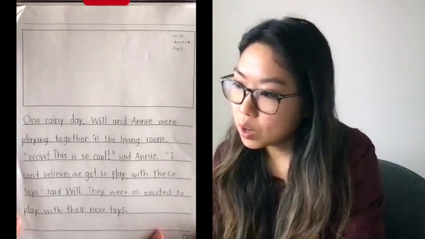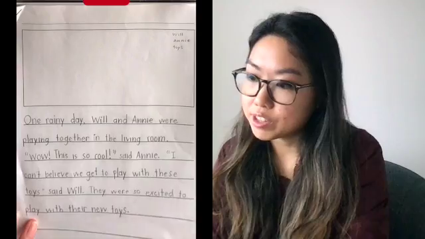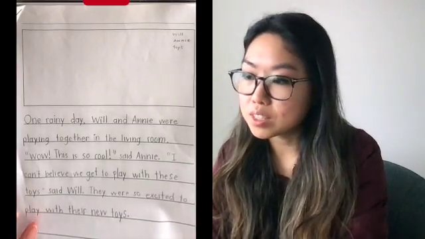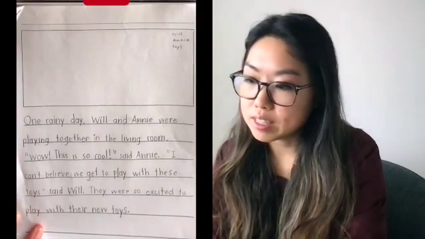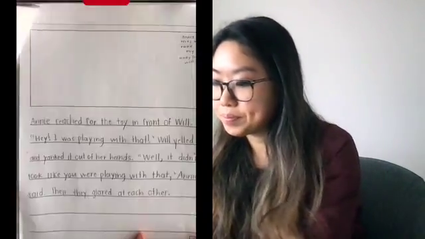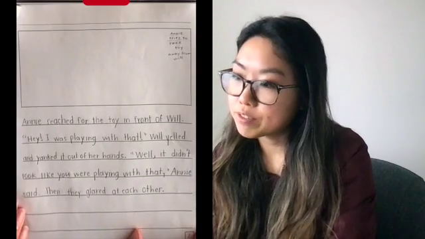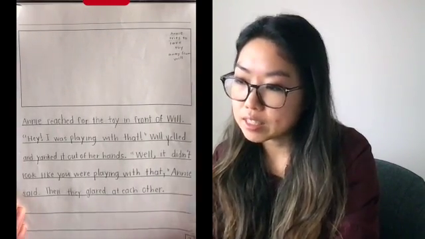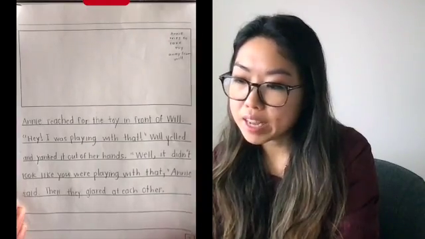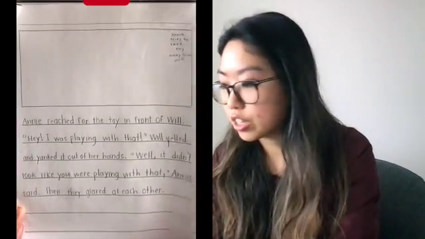One rainy day, Will and Annie were playing together in the living room. "Wow, this is so cool," said Annie. "I can't believe we get to play with these toys," said Will. They were so excited to play with their new toys. Annie reached for the toy in front of Will. "Hey, I was playing with that," Will yelled, and he yanked it out of her hands. "Well, it didn't look like you were playing with that," Annie said. Then they glared at each other.